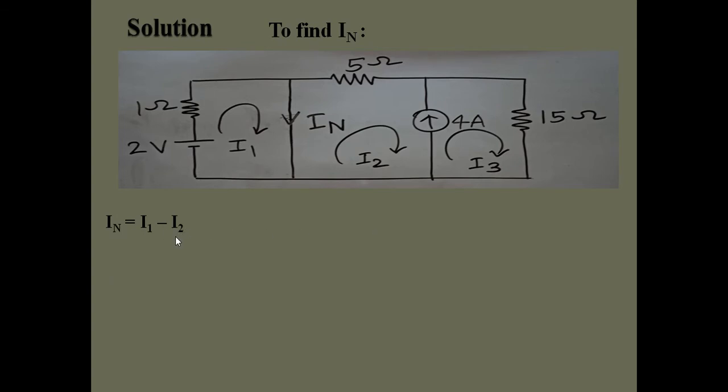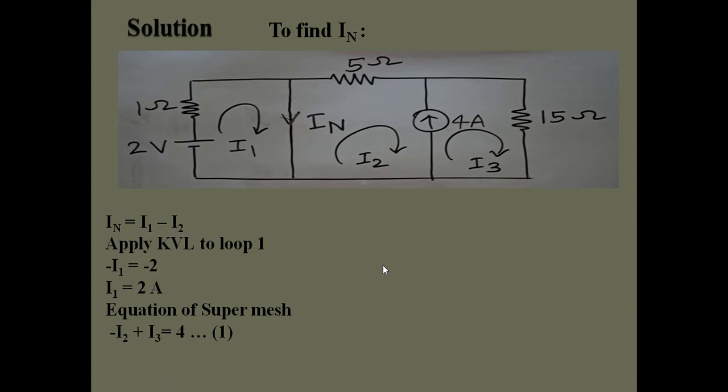After that, we will apply KVL to find the values of I1, I2 and I3. So when we apply KVL to loop 1, we will get the equation as minus I1 is equal to minus 2. So I1 is equal to 2 ampere. For loop 2 and loop 3, there is a common branch containing a current source. So it is a case of super mesh where the direction of the current source matches with the direction of I3. So our equation of super mesh will be minus I2 plus I3 is equal to 4. That is equation number 1.